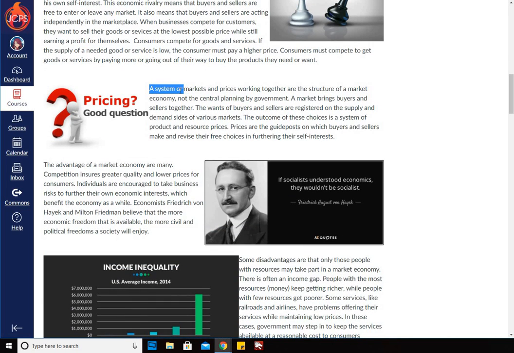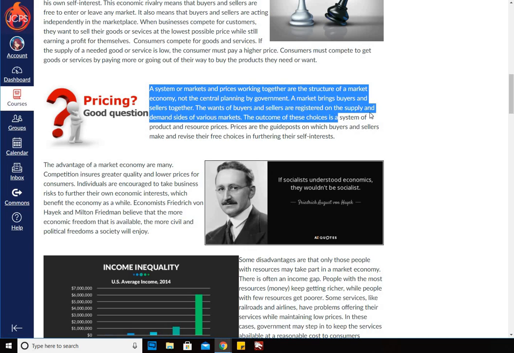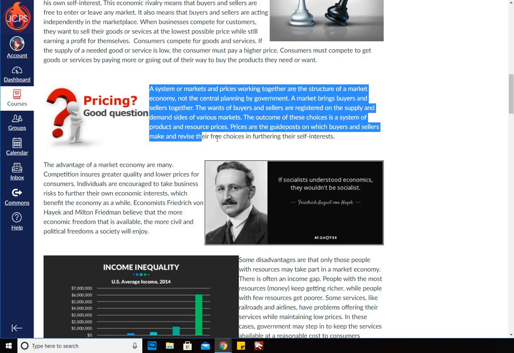I think this is a system of markets and prices working together as the structure of a market economy, not the central planning by government. A market brings buyers and sellers together. The wants of buyers and sellers are registered on the supply and demand sides of various markets. The outcome of these choices is a system of product and resource prices. Prices are the guideposts by which buyers and sellers make and revise their choices in furthering their self-interests.